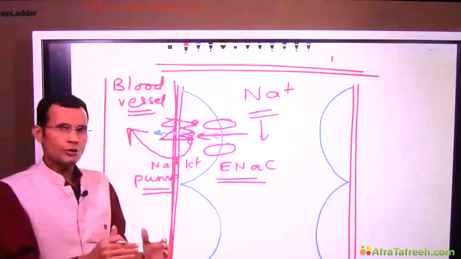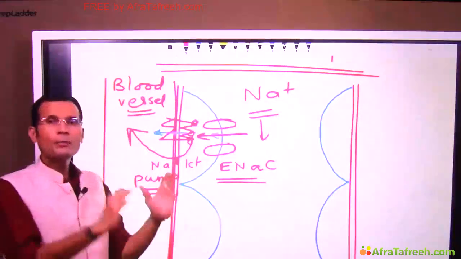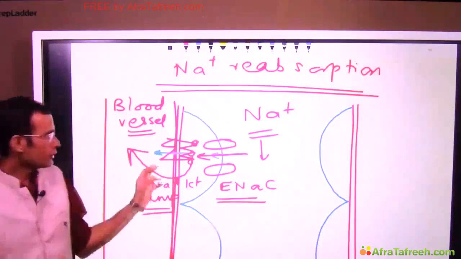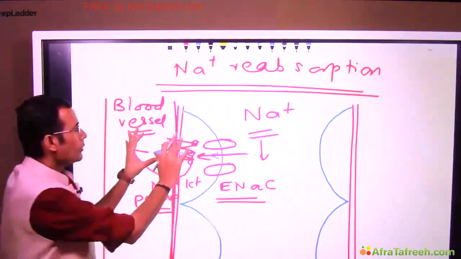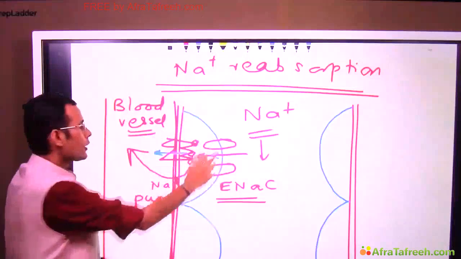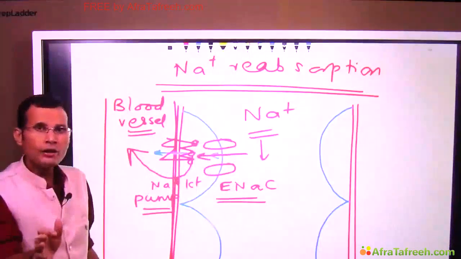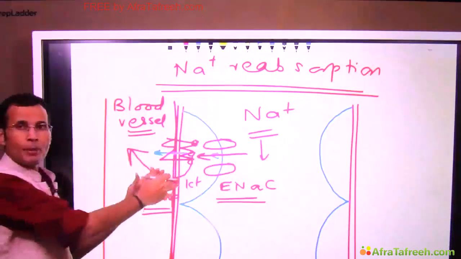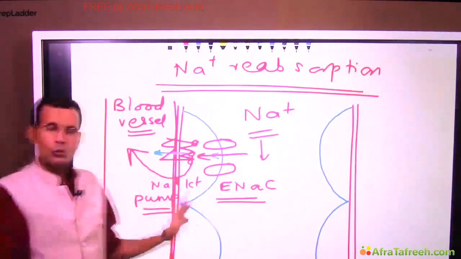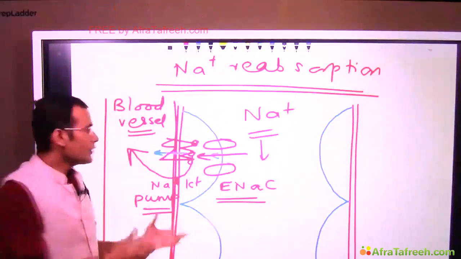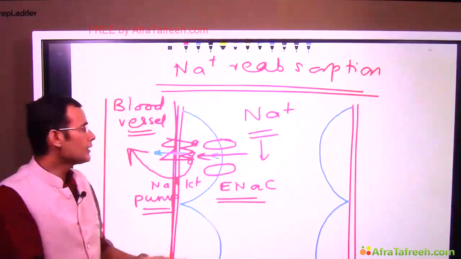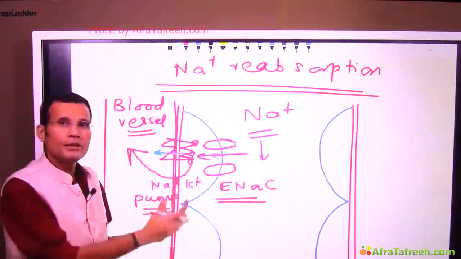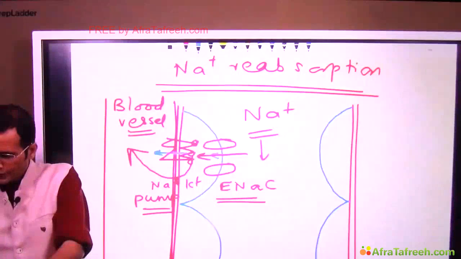Now aldosterone increases the sodium reabsorption. Okay, how? Aldosterone will act on both these proteins. Look, ENaC is a channel and it's a channel protein. It's a protein based structure. Sodium potassium pump also is a protein. So when aldosterone begins to act, it will see to it that these proteins stay for longer duration or their numbers increase. See how?